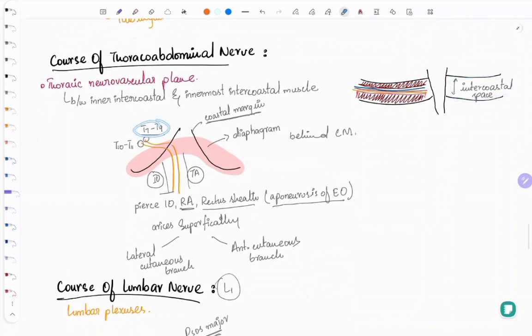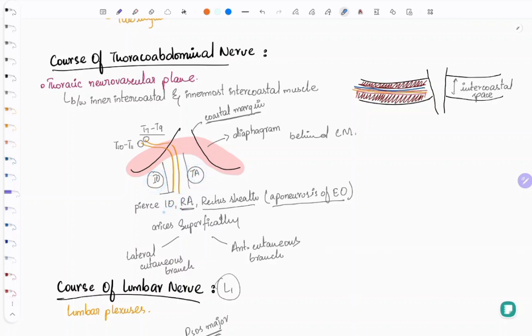Now, looking at the course of the nerves, T7 to T9 pass behind the costal margin and extend between the transversus abdominis and internal oblique, whereas T10 and T11 pass above the costal margin and extend between the internal oblique and transversus abdominis.